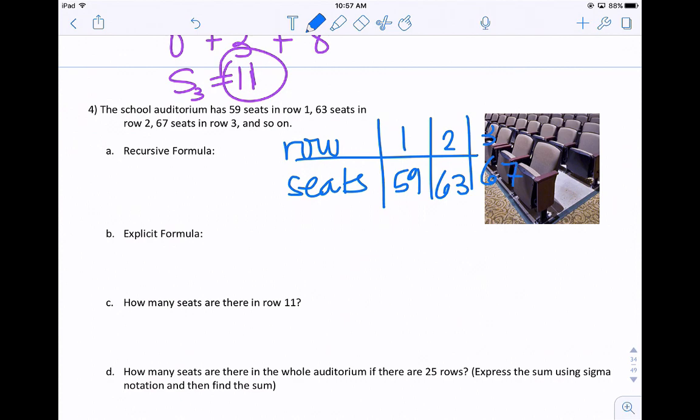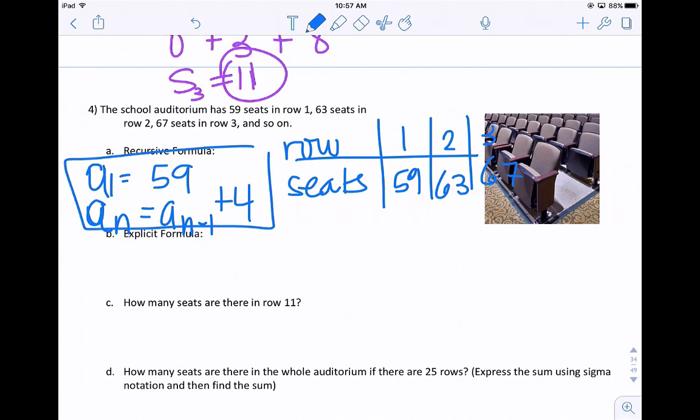You can see this is arithmetic. It looks like we're adding 4 every time. The recursive formula is first term 59. To find, oh, I should use A. To find any term, we take the term before it and we add 4. So there's the recursive formula. The explicit formula, we need slope. We have that. It's 4. The y-intercept, we go backwards 4. So 59 minus 4 is 55.